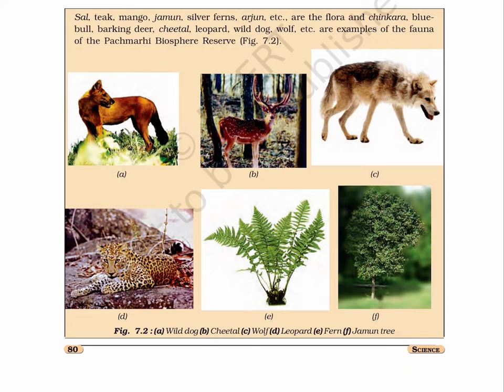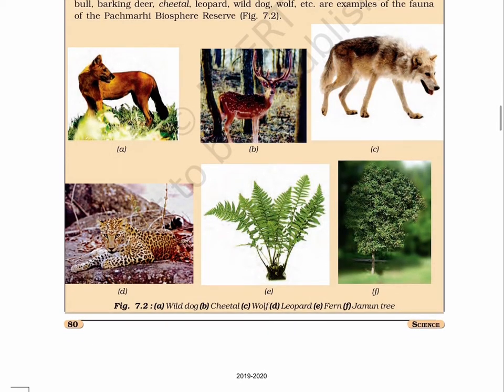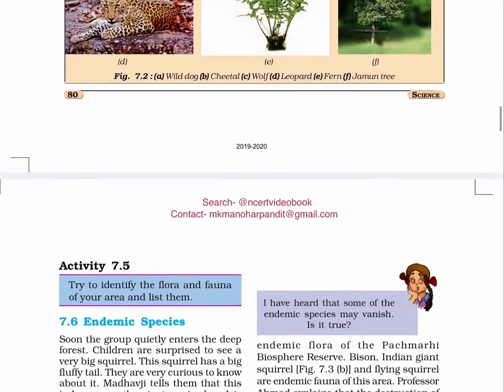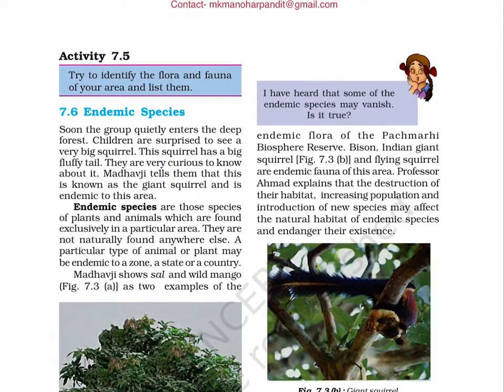Figure 7.2 has 6 images. Image A shows a wild dog. Image B shows a cheetal. Image C shows a wolf. In image D, a leopard. In image E, we have a fern. And finally, in image F, a jamun tree. Page 81. Activity 7.5. Try to identify the flora and fauna of your area and list them.